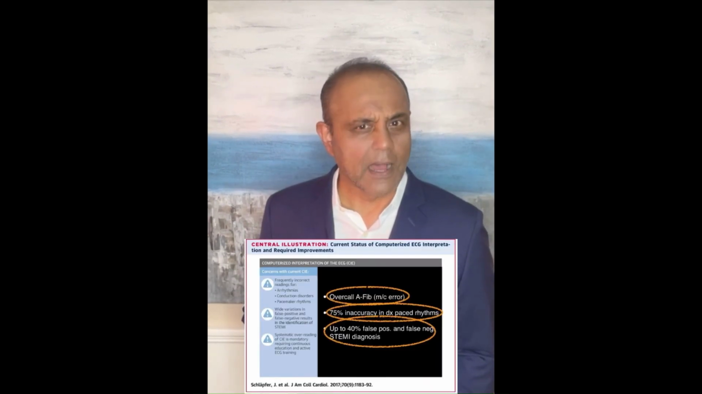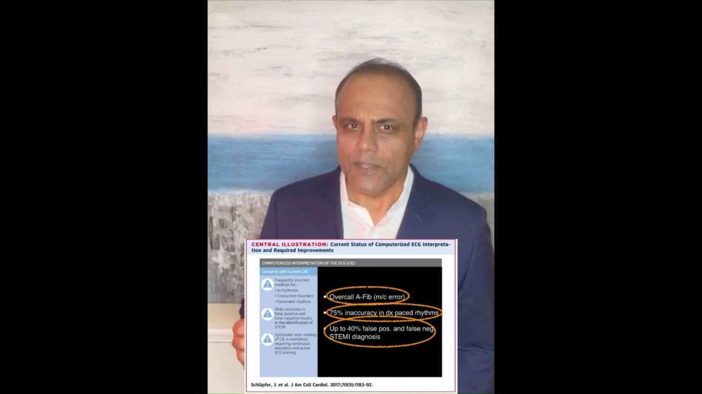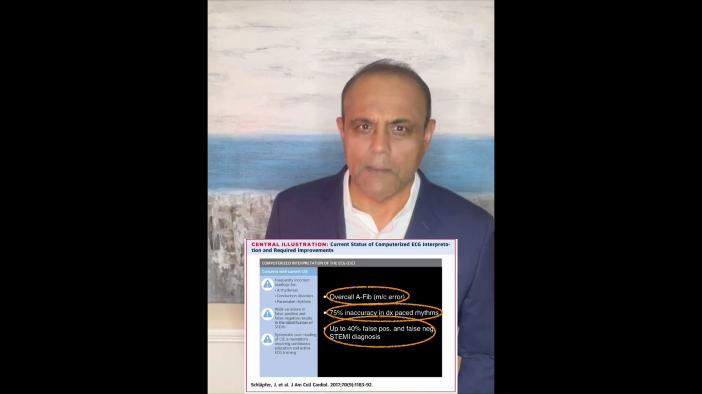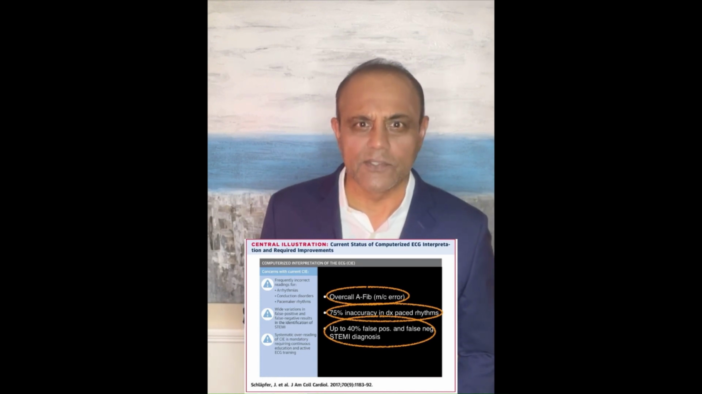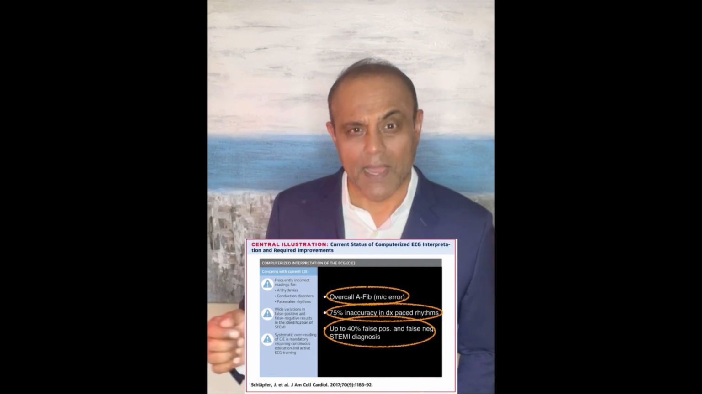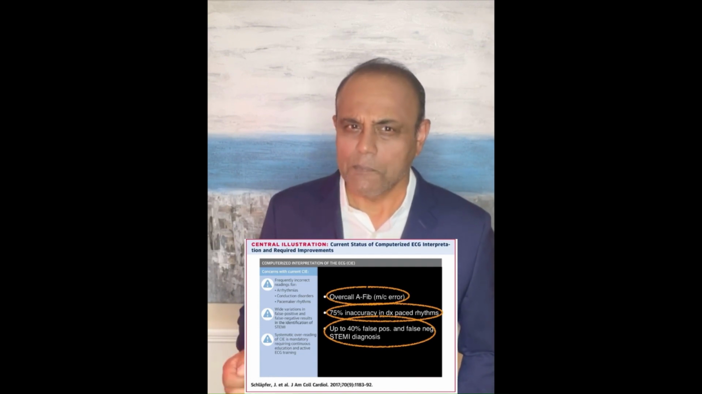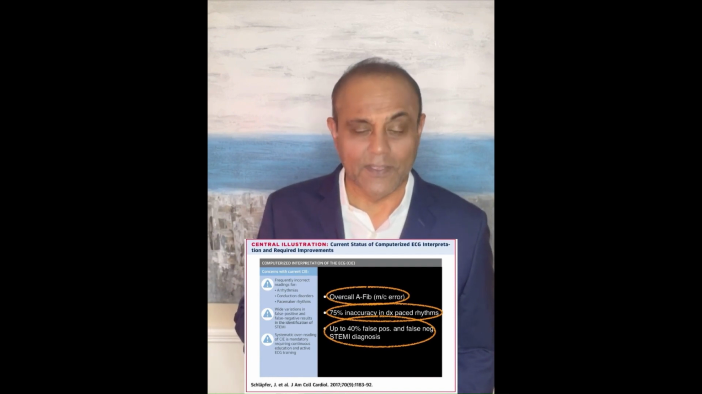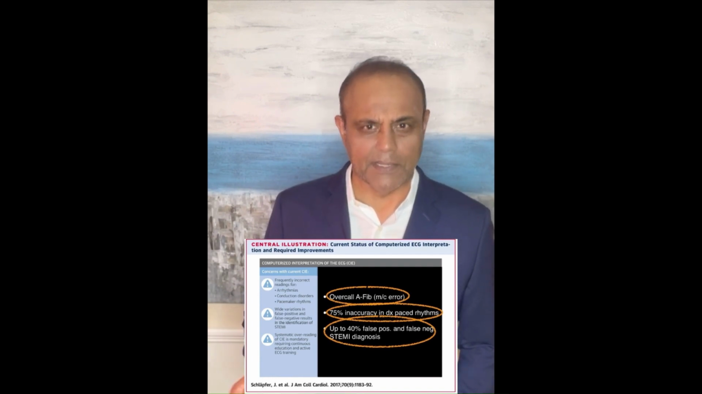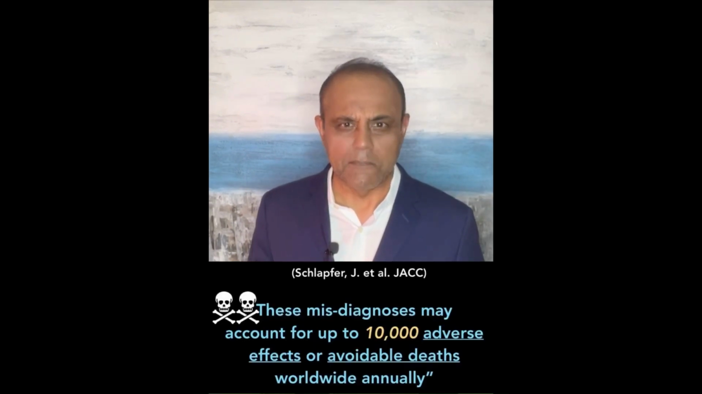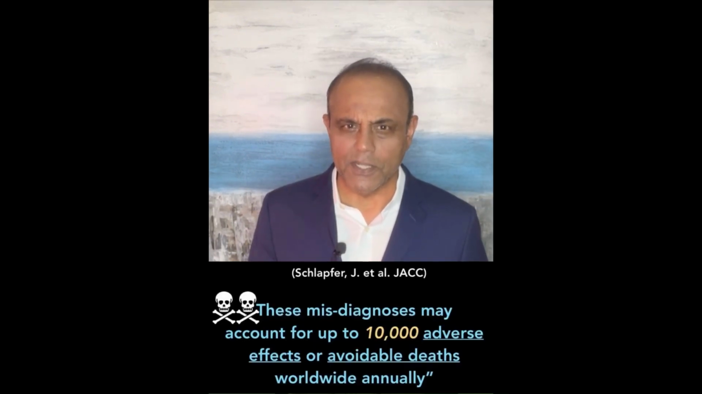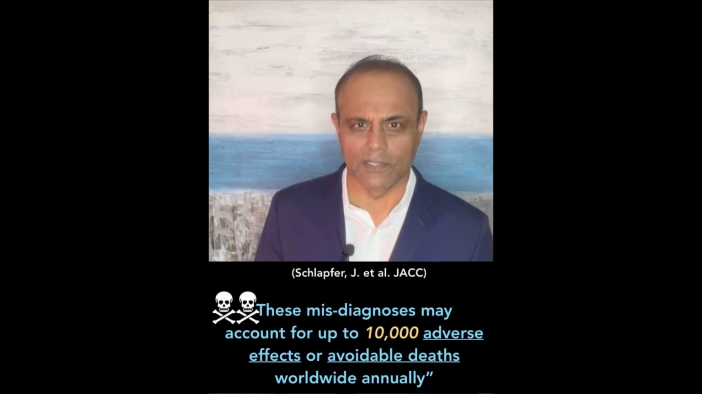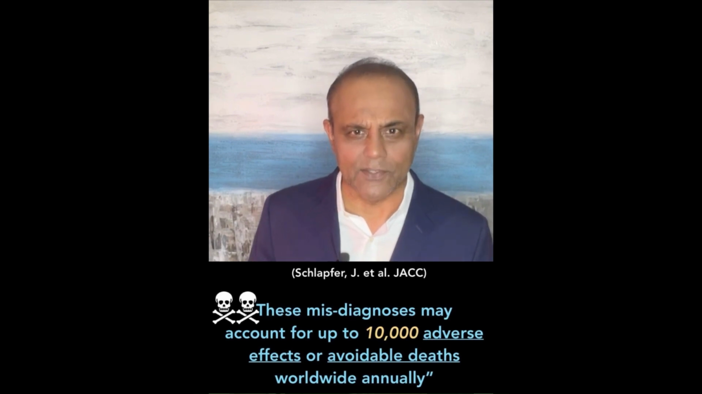Now, this failure obviously resulted in a bad outcome, and in this study in 2017, the authors Schlaffer et al. showed that by far Afib is the most common error made by ECG machines and responsible for up to 40% of both false positive and false negative STEMI diagnosis. Now, the authors concluded that misdiagnosis due to ECG computer interpretations may in fact account to up to 10,000 adverse effects or even deaths each year.